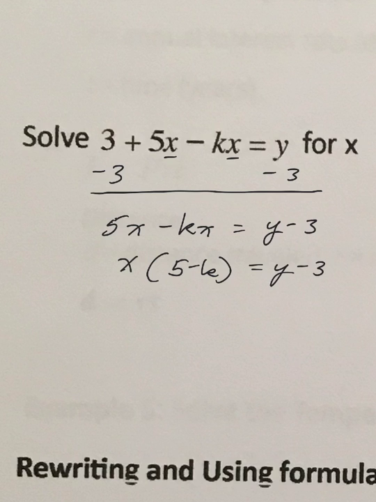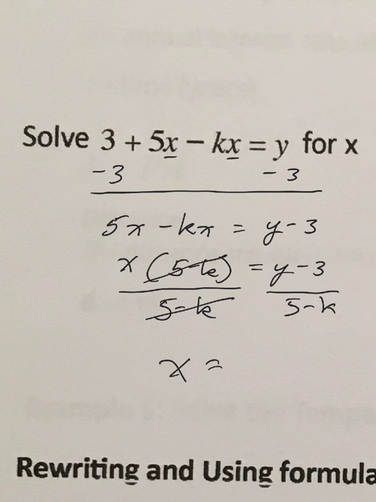The whole thing, right? A binomial that's in parentheses like that is like a brick. It's really stuck together. So don't think of them as being separate. I'm going to divide by the 5 minus k, and I divide this one by 5 minus k. And these 2 will cancel. And I'm left with x equaling y minus 3 over 5 minus k, which looks like a big mess, but hey, that's for someone else to deal with. You got it. You did your job. You solved for x. Done.